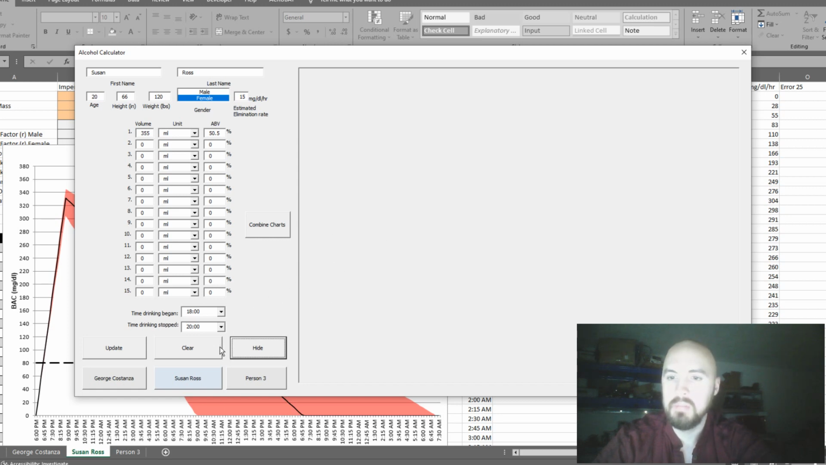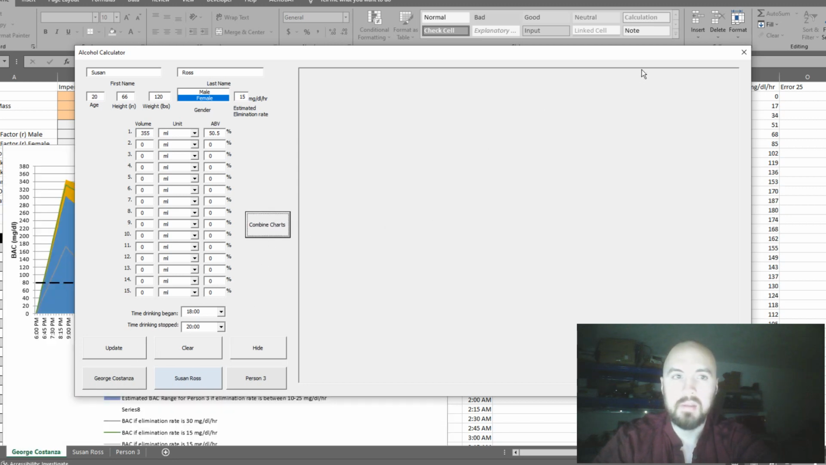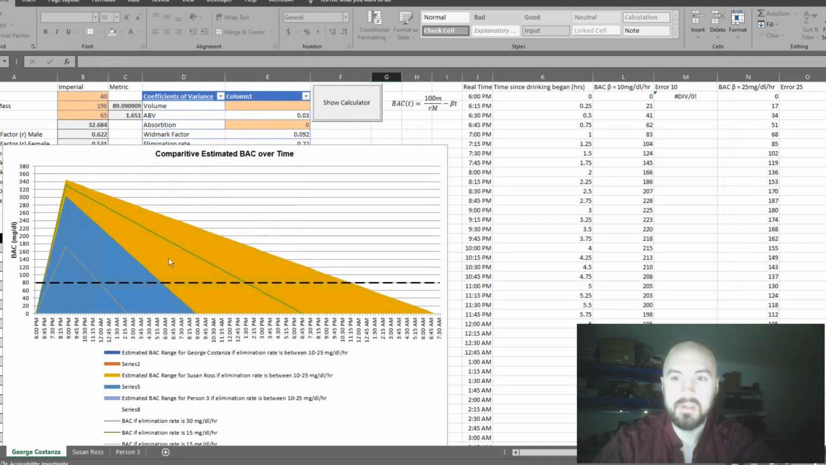So I believe the version that you guys have is actually more up to date than the version I have on my computer because you can hit this button right here to combine the charts. And on your version, it should look a lot nicer where you can see their blood alcohol concentration superimposed. On my version, it is kind of out of date. But yeah, this just generates a nice chart overlaying the two.